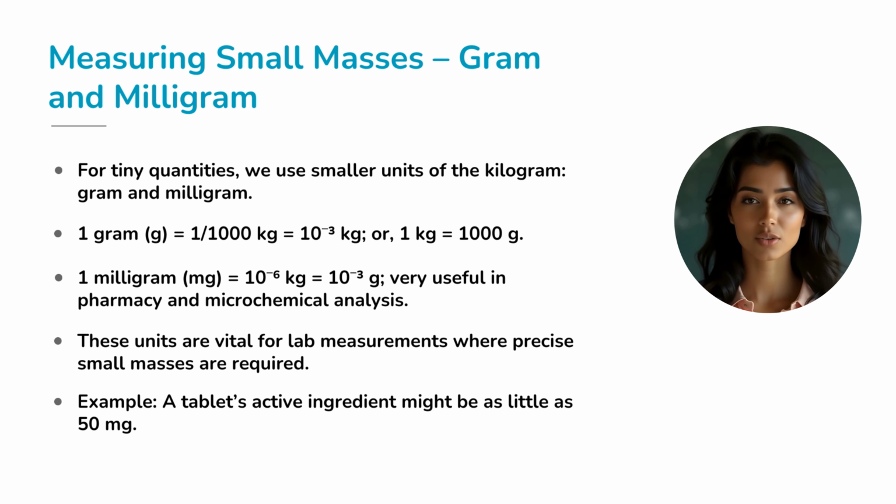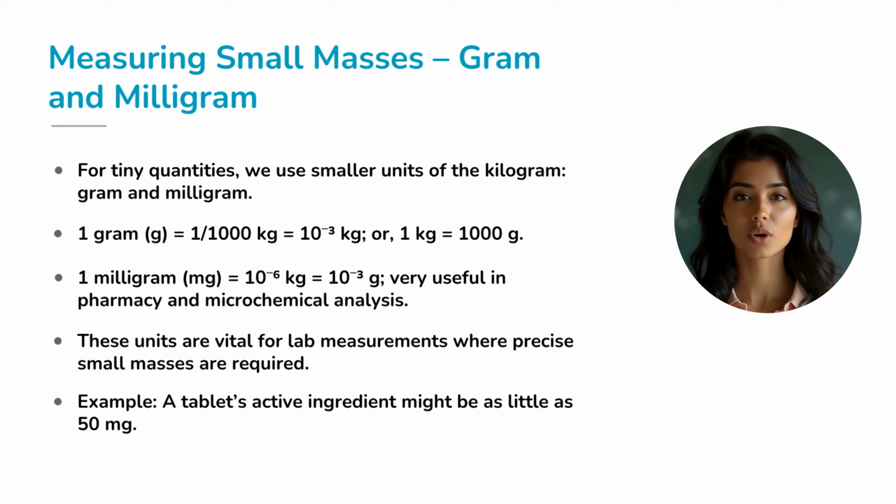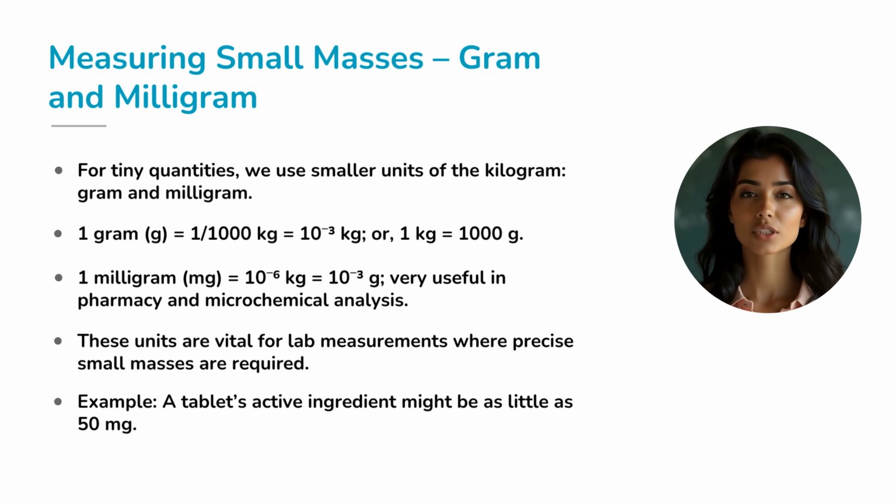But not everything we weigh comes in kilograms. When it comes to powders, solutions, and lab samples, we often need to measure much smaller masses. That's where grams and milligrams come in. A gram, symbol g, is 1,000th of a kilogram, that is, 1 gram equals 0.001 kilograms or 10 raised to the power minus 3 kilograms.